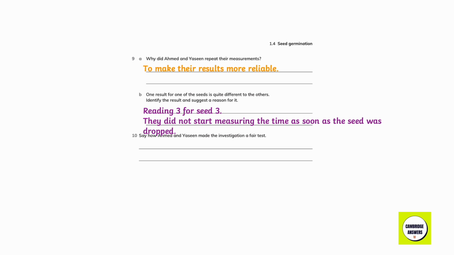One suggestion could be that they did not start measuring the time as soon as the seed was dropped. Say how Ahmed and Yasin made their investigation a fair test. They dropped all the seeds from the same height.